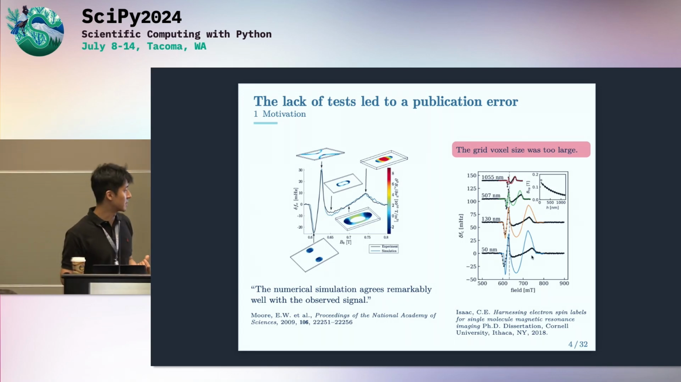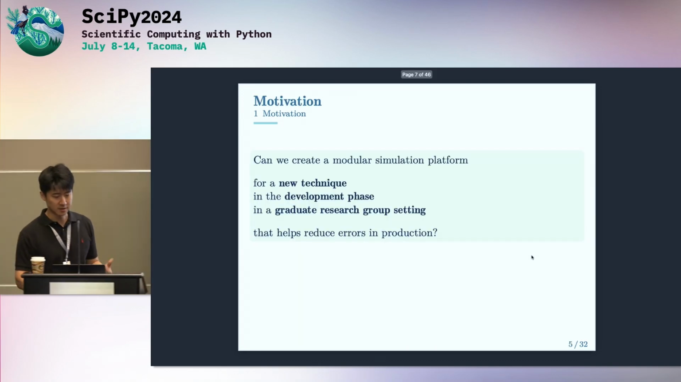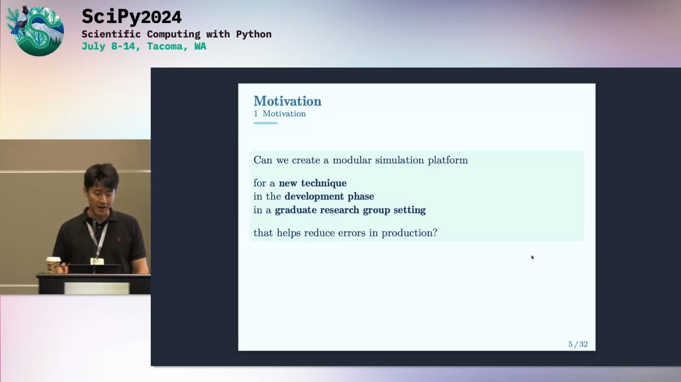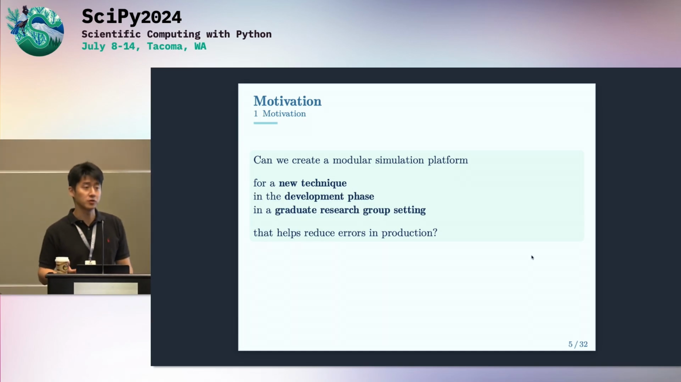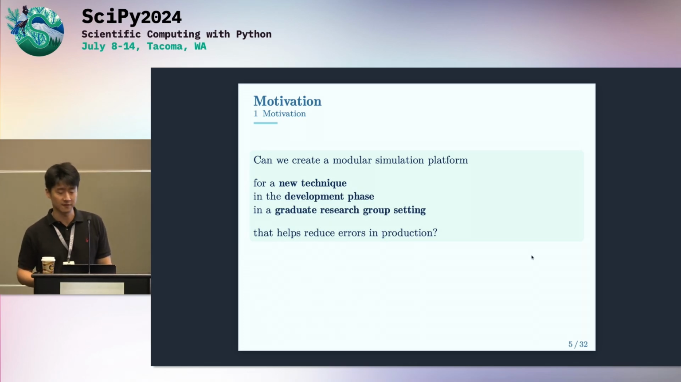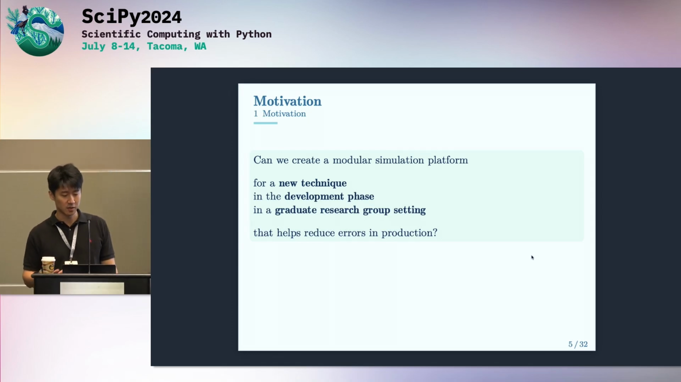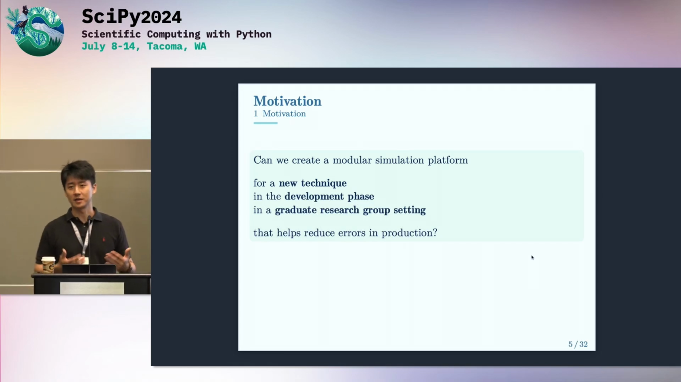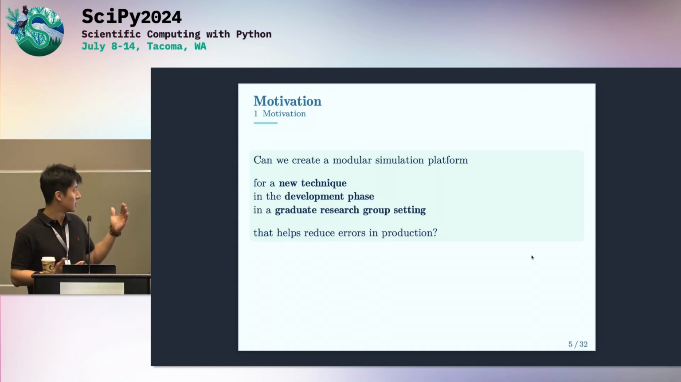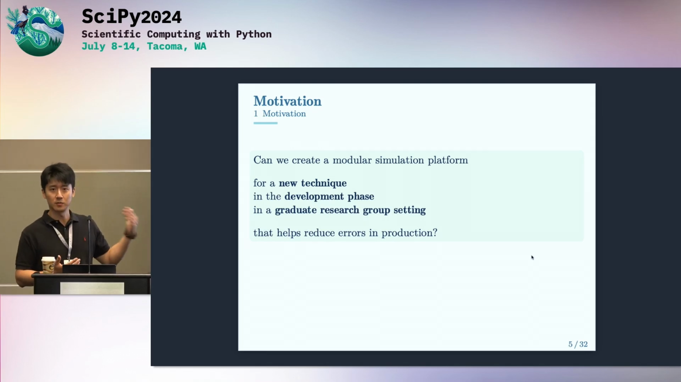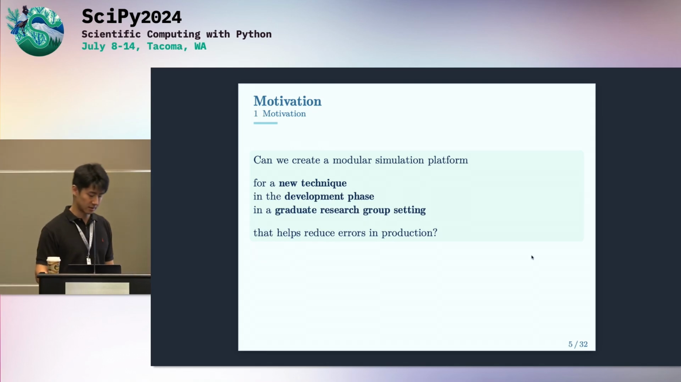So this was a key motivation for us to create something new. I want to ask a question: can we create a modular simulation package for MRFM, which is a new technique under constant development, in a graduate research setting? Can we create a simulation platform that can help reduce the errors? Obviously, we want to establish some guidelines for coding, but on the other hand, we want the simulation package itself to help reduce the errors.